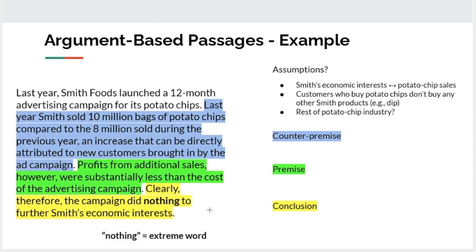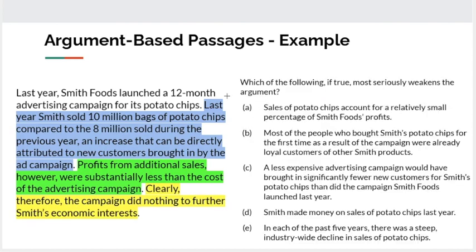Now, one other thing to note, and we kind of pointed this out at the beginning, this word nothing. So that's an extreme word. And that's important because when we get to the question, it's going to ask us which of the following most seriously weakens the argument. Well, if the argument is that the campaign did nothing for Smith's economic interests, all we would need to do in order to weaken that argument would be to show that the campaign did something for Smith's economic interests. In other words, that it benefited Smith's economic interest in some way, however small. That would weaken the argument if we could show that.